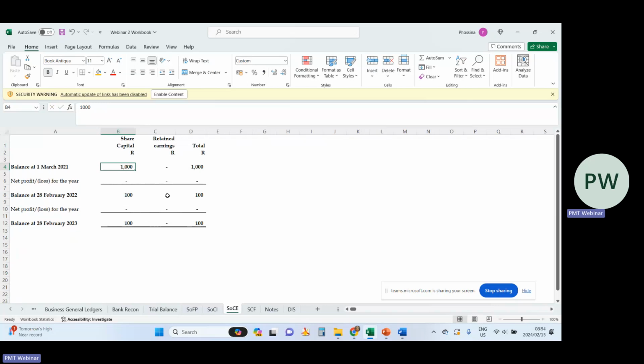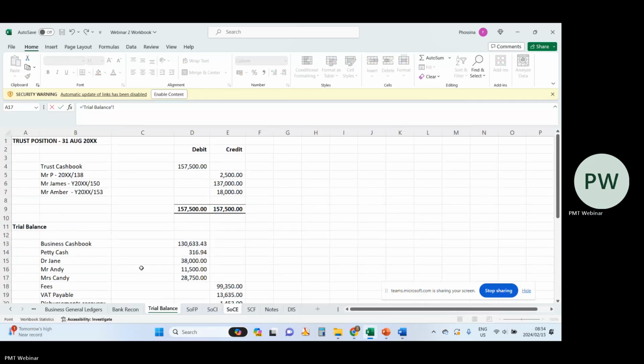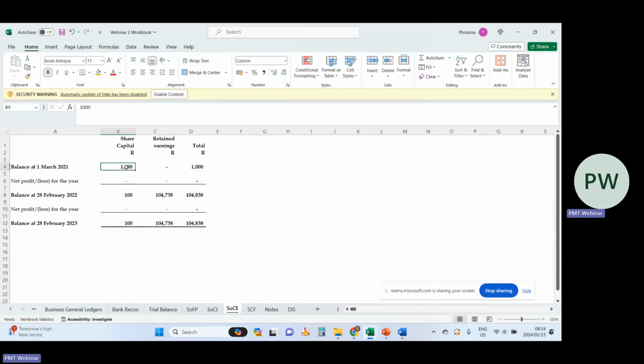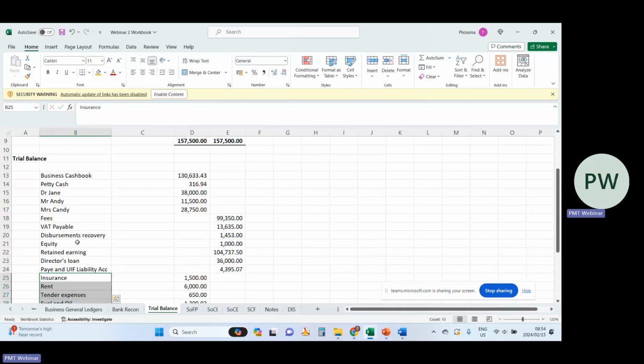And in our example, I think we were given our closing equity. If we can check in our trial balance, here is our retained earnings. Okay, here is our share capital. We are also given the one that I wrote equity. It was a mistake. I was supposed to write share capital. I was not supposed to write equity. It's supposed to be share capital like that.